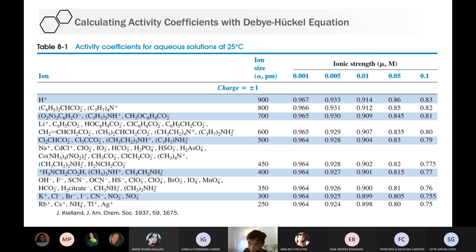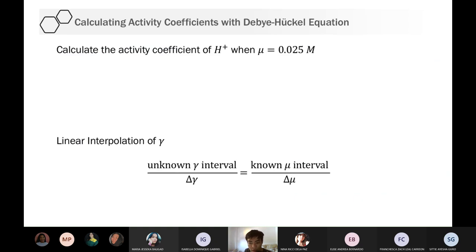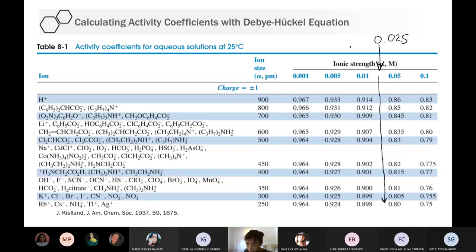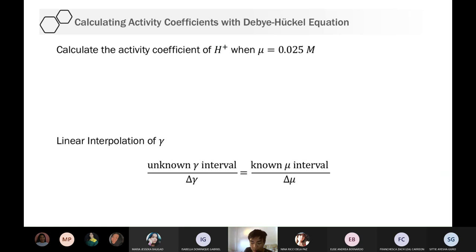Ang 0.025 ay somewhere here. So nasa gitna yung 0.025. So nasa gitna nito. Okay. So kapag in between values yung ionic strength, pwede mo naman i-extrapolate, no? Pwede mo kunin. Okay, so paano tayo nag-extrapolate or interpolate ng gamma using this table? Ganito lang gagawin nyo. You list the activity coefficient and the gamma.